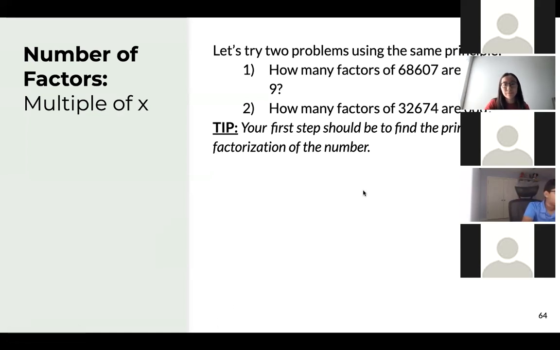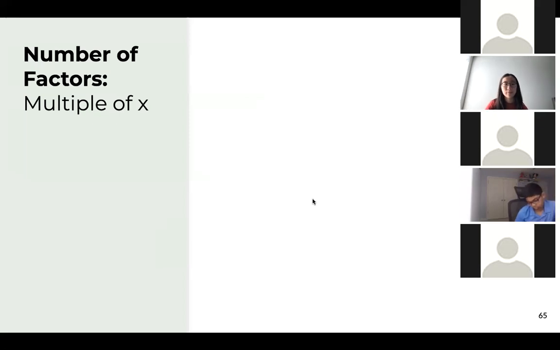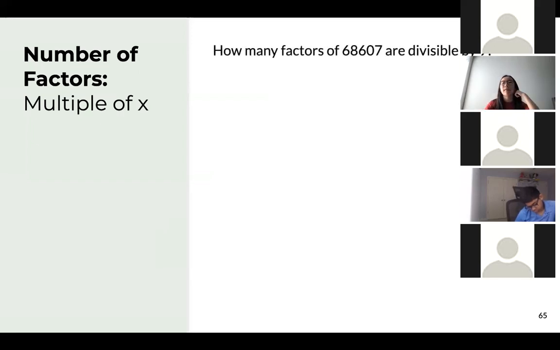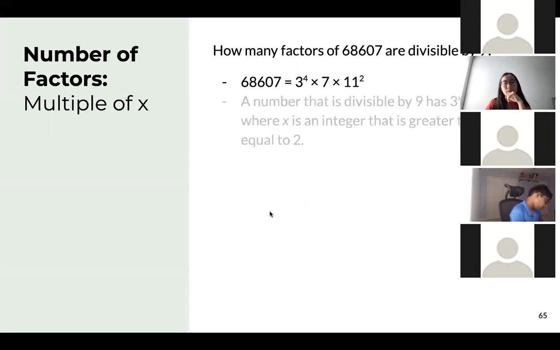All right, so maybe this is stumping you, but it is pretty challenging. So we can go ahead and explain again. Let's take the first one. How many factors of 68,607 are divisible by 9? First step, always find the prime factorization. And second step, we kind of have to extrapolate this from the question.